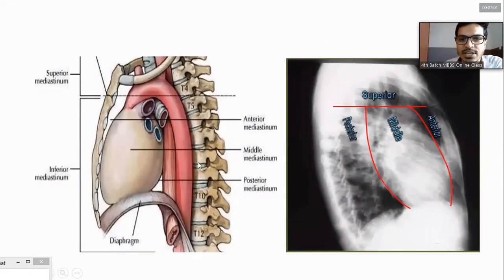Now let's have an overview of the mediastinum. There are 2 mediastina, superior and inferior mediastinum. This is marked at the level of the manubrium sternum and the body of the sternum. This is the sternal angle. Similarly, the inferior mediastinum is divided into 3 parts: anterior, middle, and posterior, on the basis of relation to the anterior pericardium and posterior pericardium.